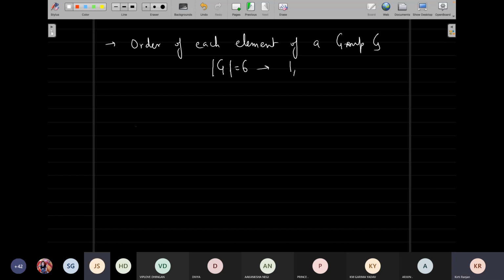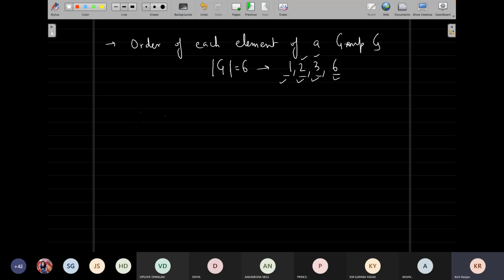1, yes. 2 and 3. 2, yes. 3, yes. 6, yes. Only these numbers divide 6 completely, which means the only proper subgroups for each element can be of order 2 and 3, and the only possible orders of the subgroups can be 1, 2, 3, and 6. There cannot be any 4, there cannot be any 5 in between.